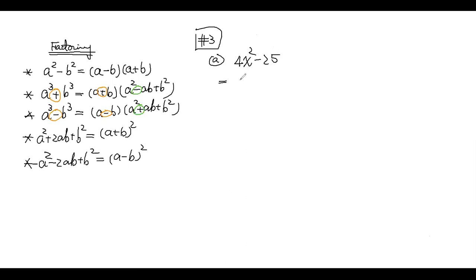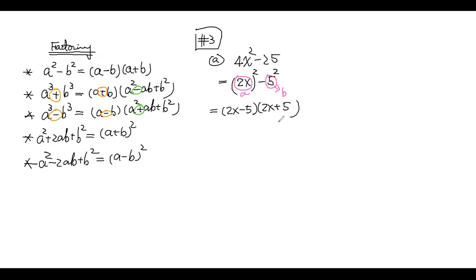The 4x squared, I can change it to (2x) squared. And 25, I can change it to 5 to the what? Squared, right? Now after you change that, you see this is a squared minus b squared, where a is 2x and b is 5. Now apply the formula: a minus b times a plus b, so it's 2x minus 5 times 2x plus 5, right? So far, so good.